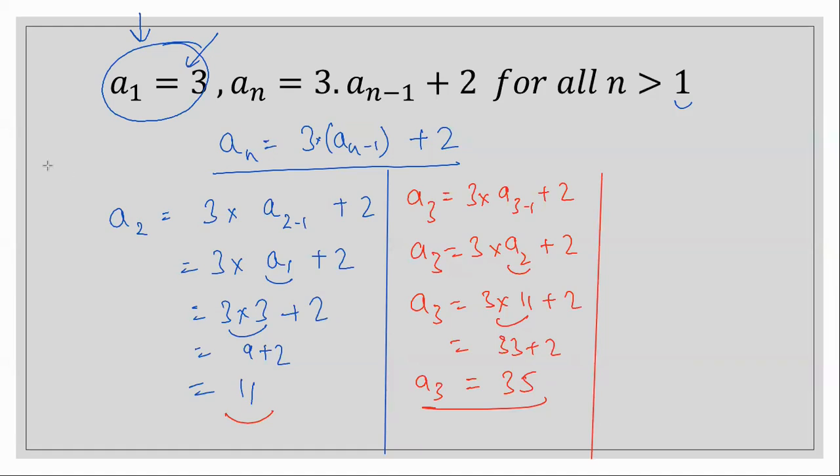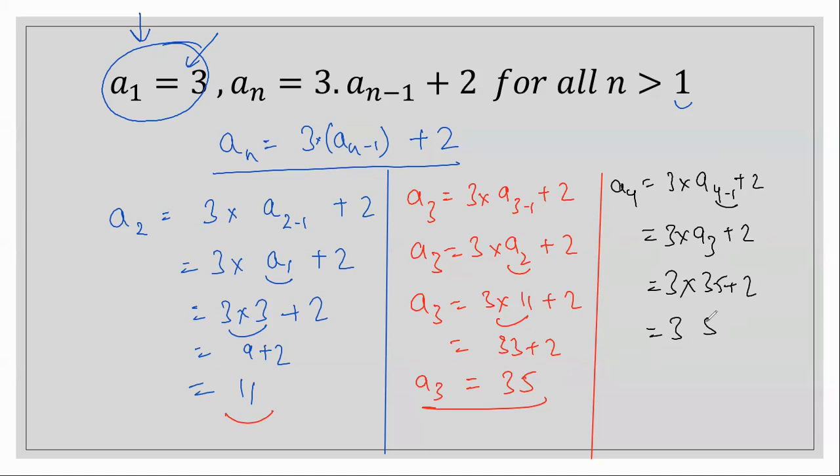Now let's talk about A4. A4 equals 3 times A of 4 minus 1 plus 2. That is 3 times A3, since 4 minus 1 is 3. And what is the value of A3? We just found out, that is 35, plus 2. So 3 times 35 is how much? 3 times 5 is 15, 3 times 3 is 9, plus 1 is 10. So 105 plus 2, which equals 107. So this is A4.